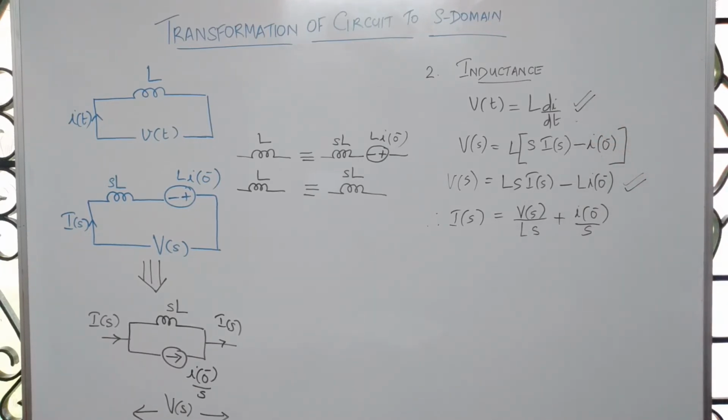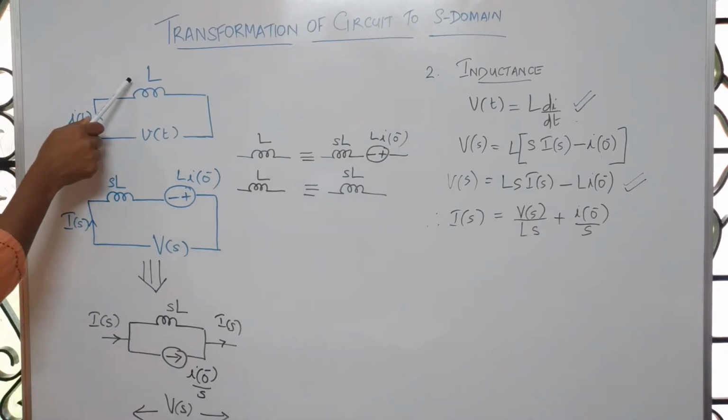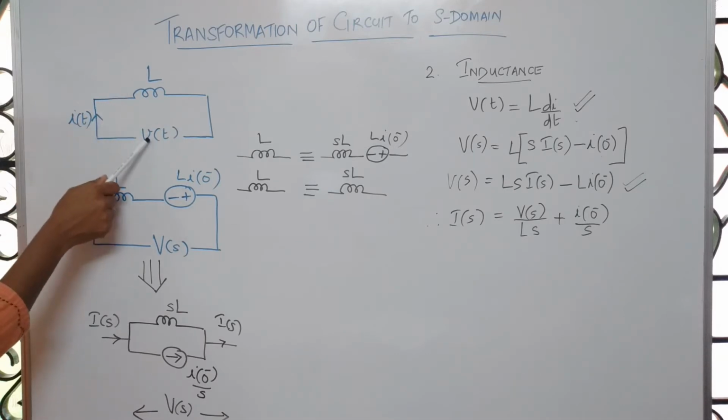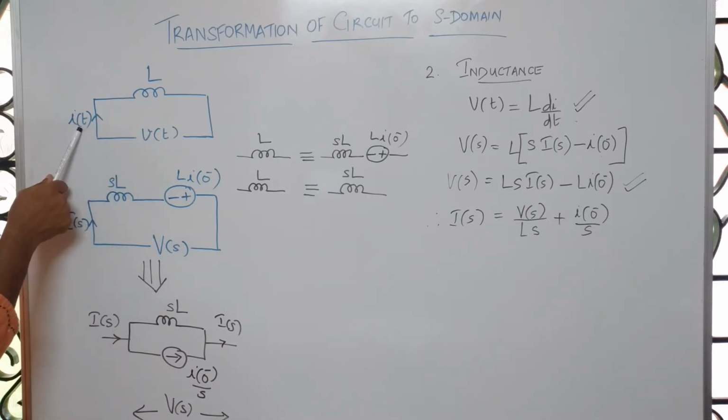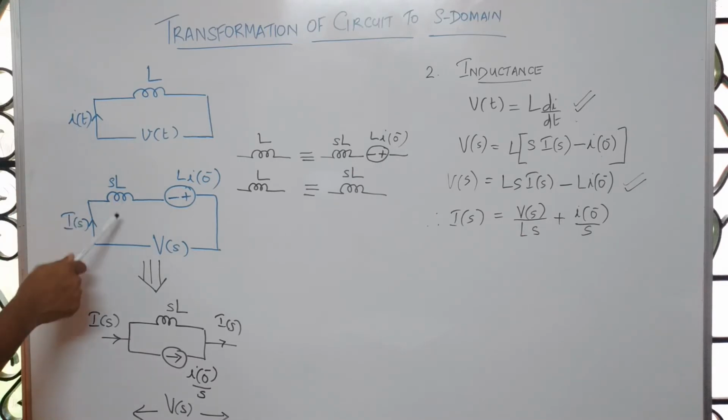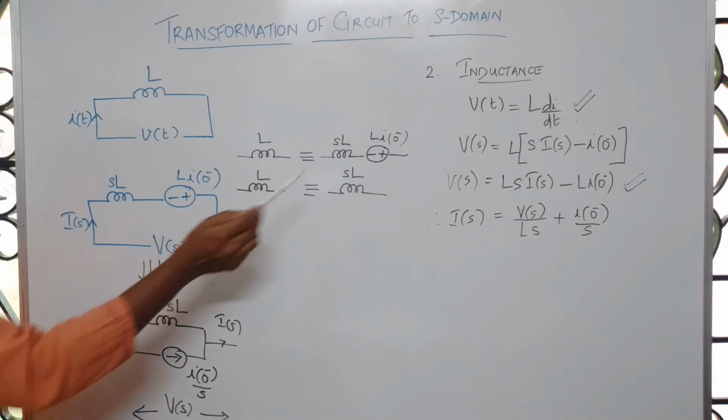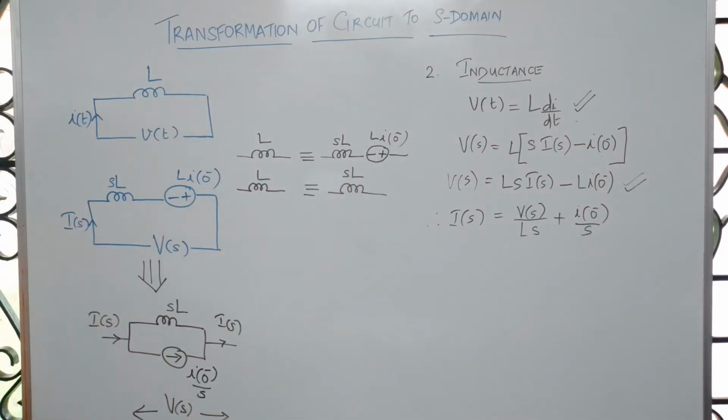In time domain, the first circuit shown has an inductor with value L, across which we apply a voltage v(t), resulting in a current i(t). In S domain, this gets converted to V(s) equal to Ls into I(s) minus L into i(0-).